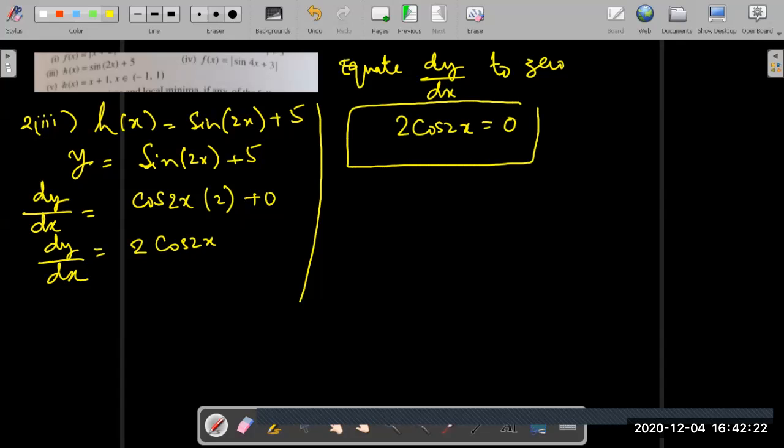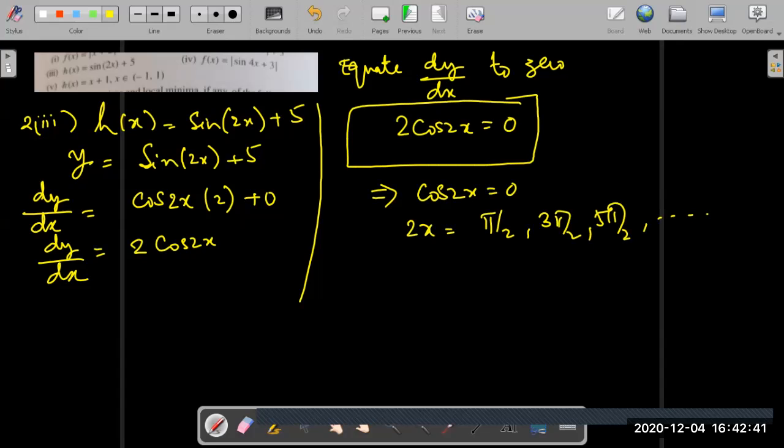This is solving a trigonometric equation. That implies cos 2x equals 0, so 2x equals either pi by 2, 3 pi by 2, or 5 pi by 2, like that. So we can say x is equal to pi by 4, 3 pi by 4, 5 pi by 4, and so on. We need to find out at these values of x what the y value is.